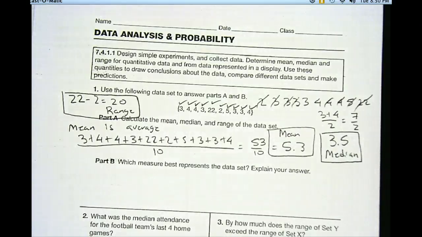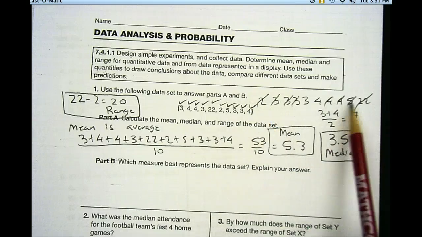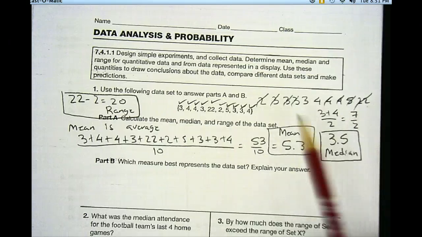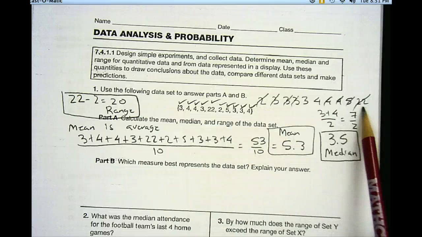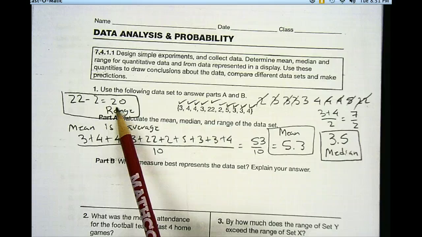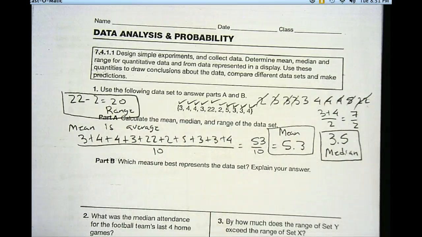Now part B says this. Which measure best represents the data set? Explain your answer. Well, my data set, if you look at them, when I had them numbered from smallest to largest, I have 9 numbers that are 5 or less, and then 22. Well, 20 doesn't represent that data set very well. 20 doesn't really fit with the rest of the numbers. It fits with the 22, but not with the rest of them.